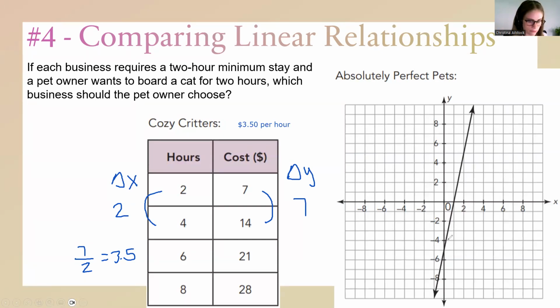Now for absolutely perfect pets, let's do the same thing here, only we're going to find our slope from the graph. So I'm going to look for 2 perfect points. I see the y-intercept down here is at -5, and then I see the point that we used earlier at 2, 5. So our graph is counting by ones, even though it's labeled every other line. So we have a change in y of 1, 2, 3, 4, 5, 6, 7, 8, 9, 10. So we went up 10 spaces over 2.